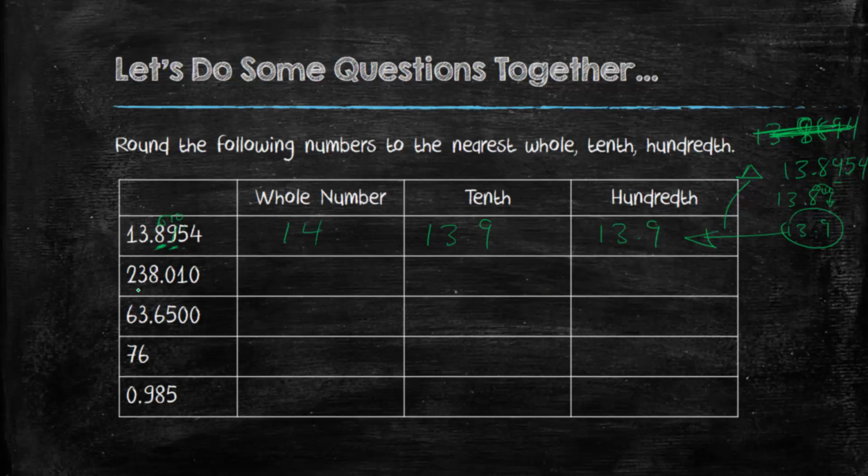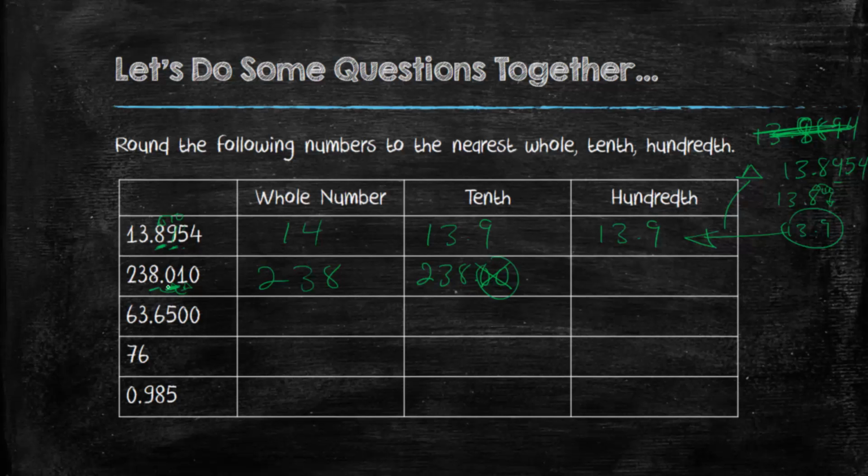Okay. Let's go on with the next number. 238.010 to the whole number. This is the whole number, so we look at the number to the right. Since it's a 0, obviously this rounds down, so 238. To the nearest tenths, 0 is the tenth, so we look at the number to the right of the tenths, which is 1. 1 is below 5, so again we round down, so it becomes 238.00, which is the same as 238. We don't have to put the 0.00. It doesn't make a difference if you put it or not, just to let you know.